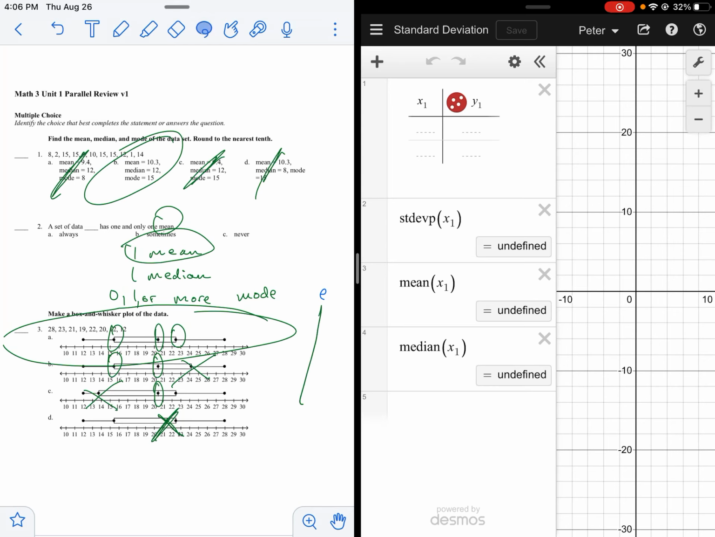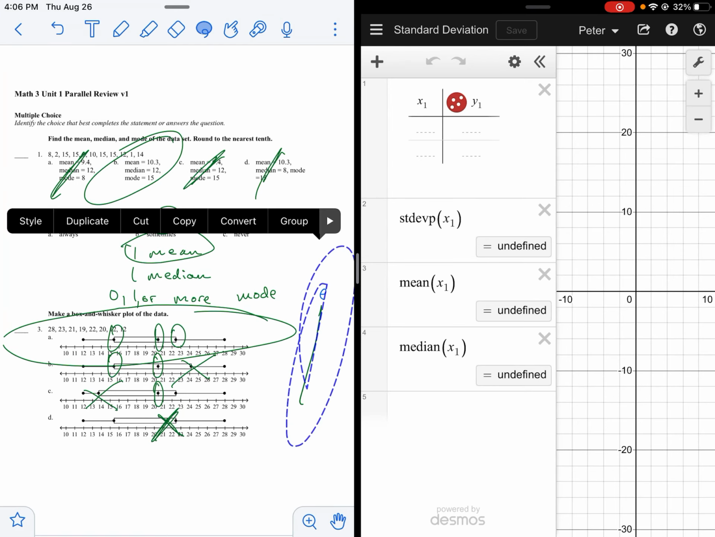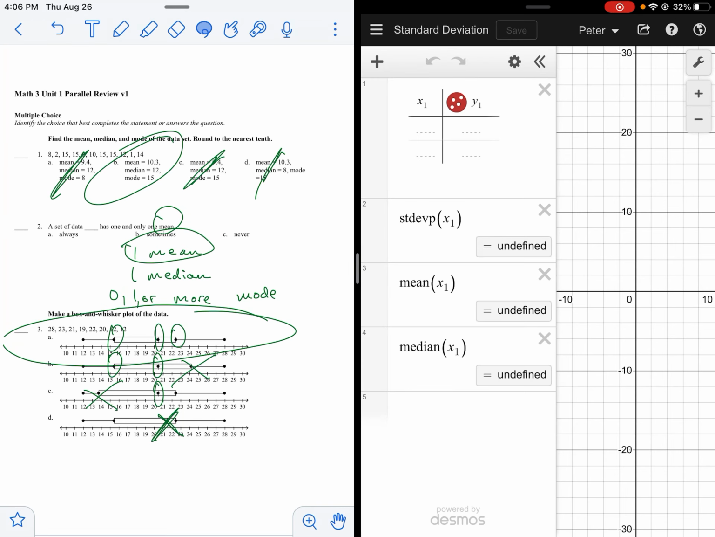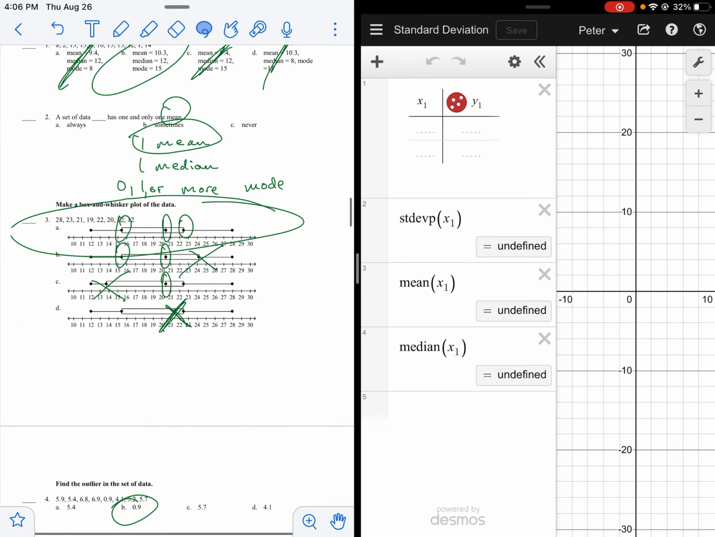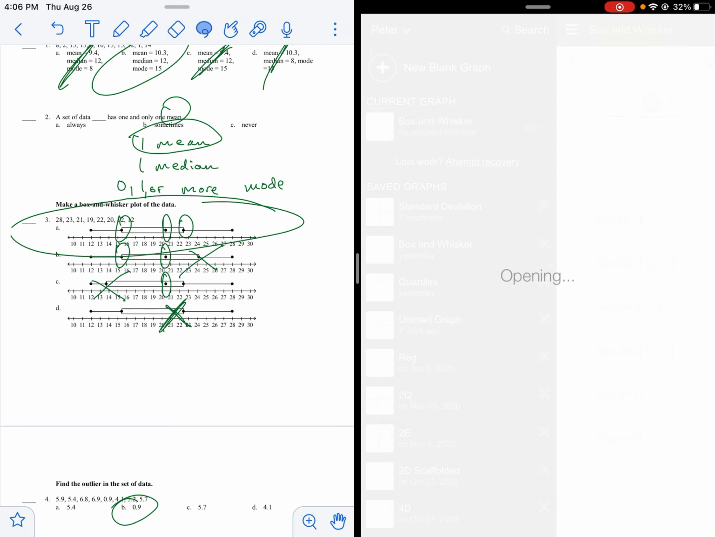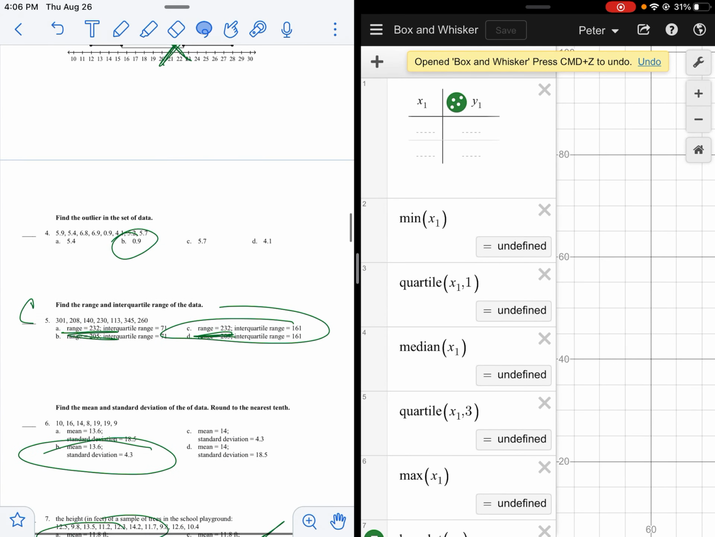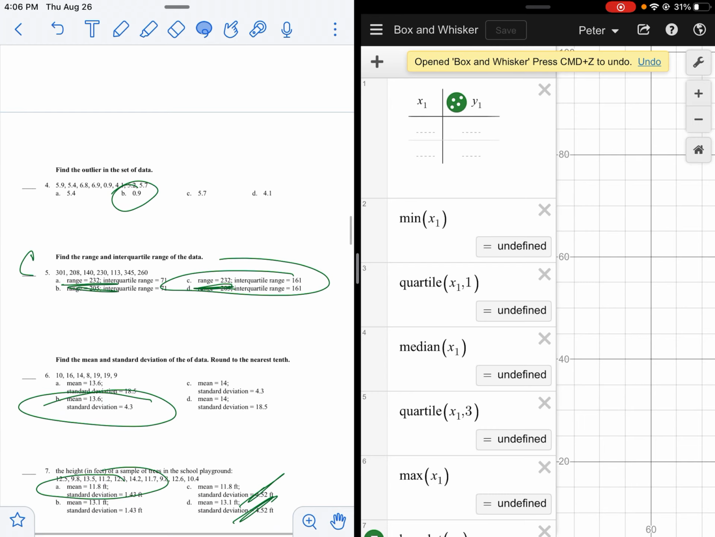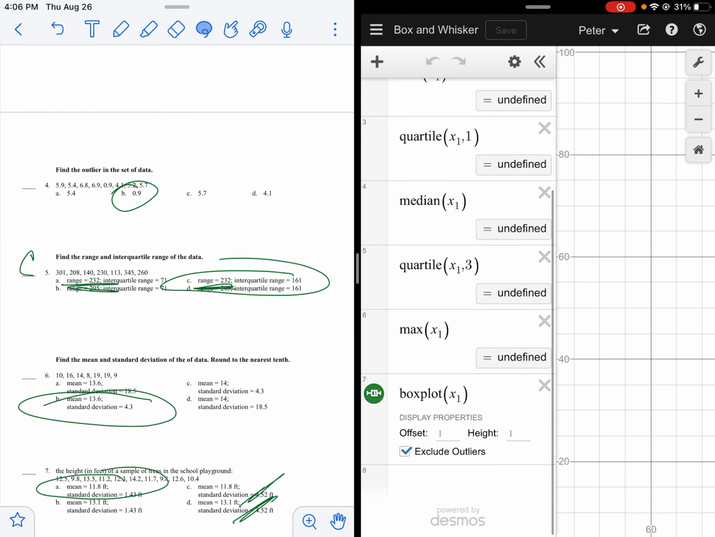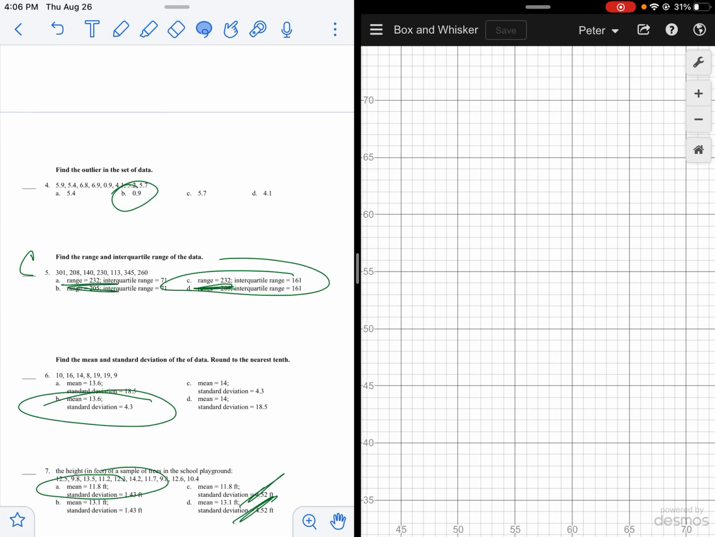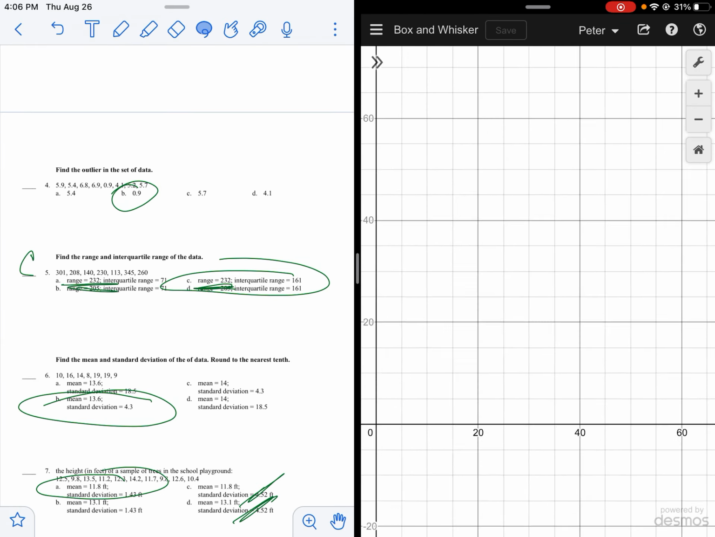Number 3, you put it in your box and whisker. You get all the numbers, and then the number's 3. All right, 4, the outlier. So that's the one where you're going to, again, put it back into this one, and then use the graph to see if there's an outlier.